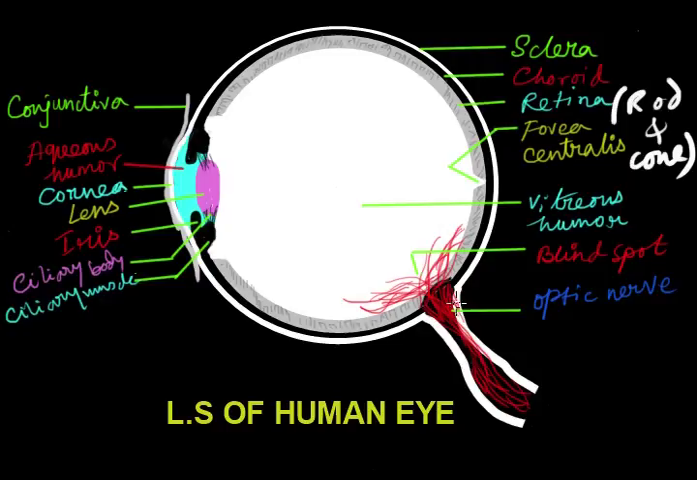At the bottom part of the eye, a nerve originates, which is known as the optic nerve, and it sends nerve impulses from the retina to the brain, and it helps in the formation of the image in the brain. And this is the complete structure of the eye and the function of the respective parts. Thank you for listening.